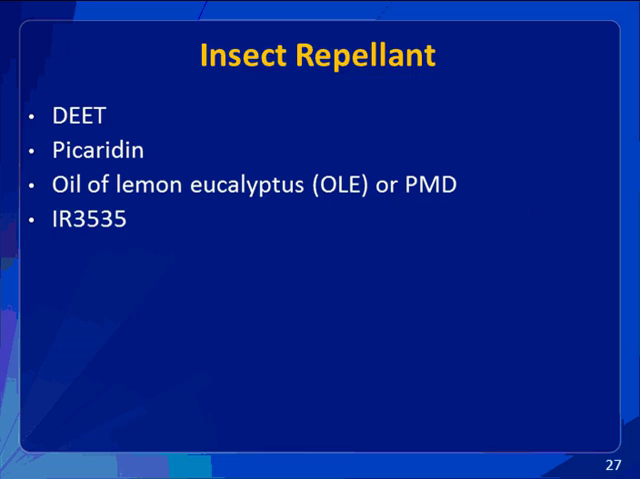Products with one of the following active ingredients: DEET, picaridin, oil of lemon eucalyptus or PMD, or IR3535 can help prevent mosquito bites. In general, higher percentages of the active ingredient provide longer protection.